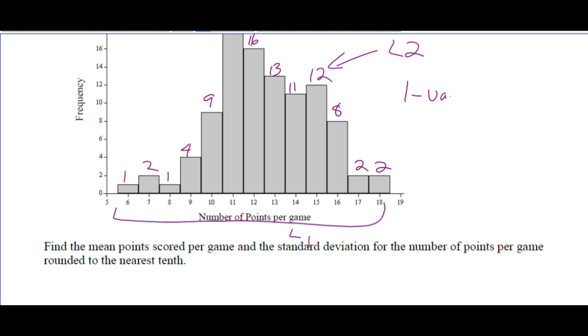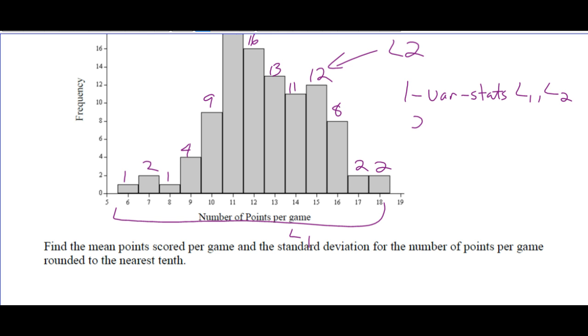So we're going to run 1 var stats L1 comma L2, right? Or L1, frequency list is L2. You should see n equals 100, right? That's your check. Make sure, right? Because we know these are the first 100 games of the guy's career. So you should see an n equals 100.